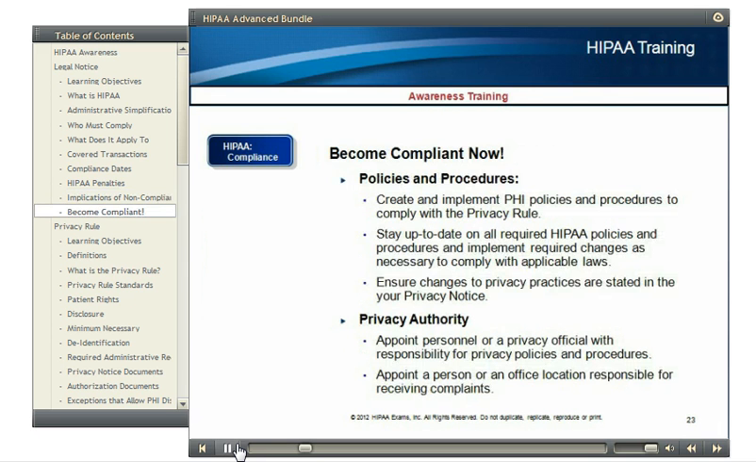Become compliant now. Policies and procedures. Create and implement PHI policies and procedures to comply with the privacy rule. Stay up to date on all required HIPAA policies and procedures, and implement required changes as necessary to comply with applicable laws. Ensure changes to privacy practices are stated in your privacy notice. Privacy Authority. Appoint personnel or a privacy official with responsibility for privacy policies and procedures. Appoint a person or an office location responsible for receiving complaints.